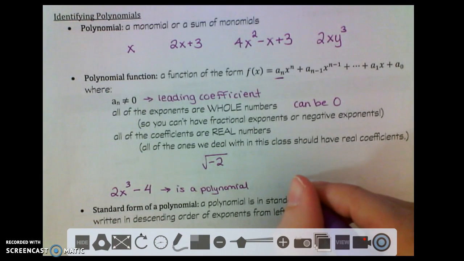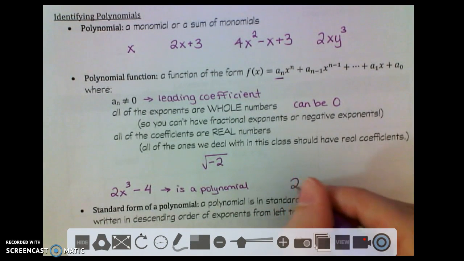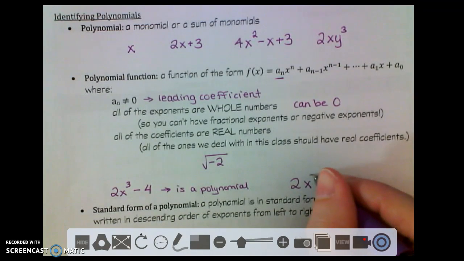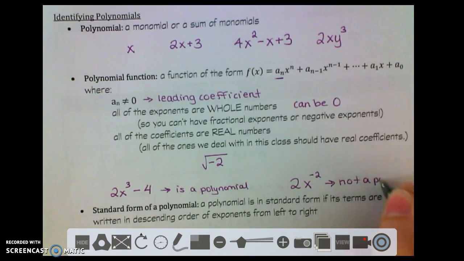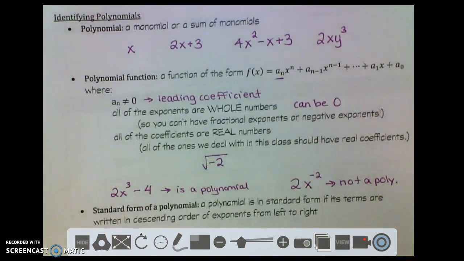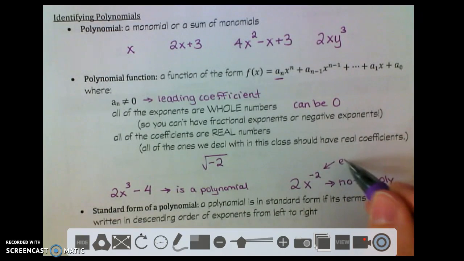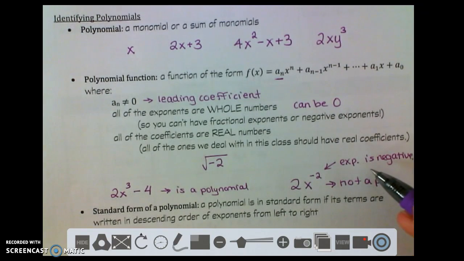However, if we had one that looked like this, that would not be a polynomial. Because that exponent is negative. And if we have an exponent that's negative, we don't have a polynomial.